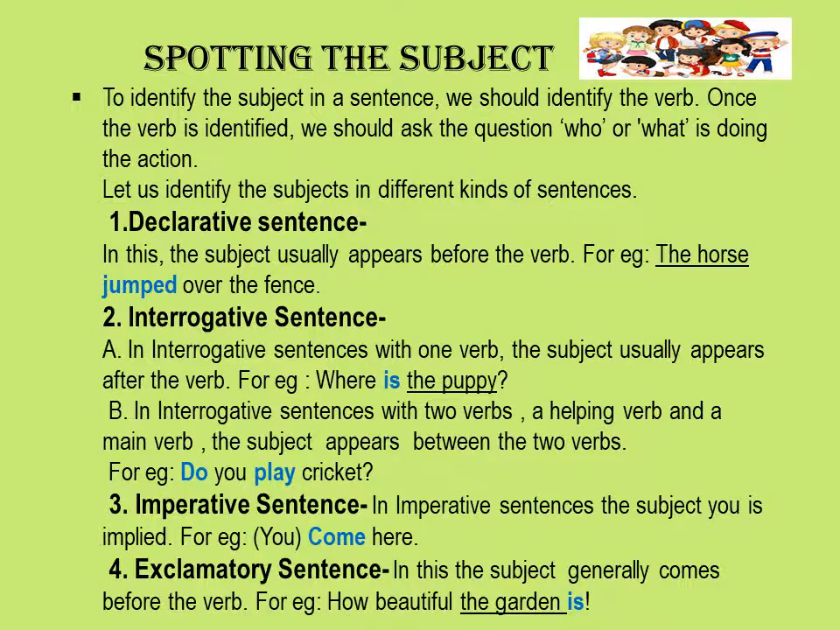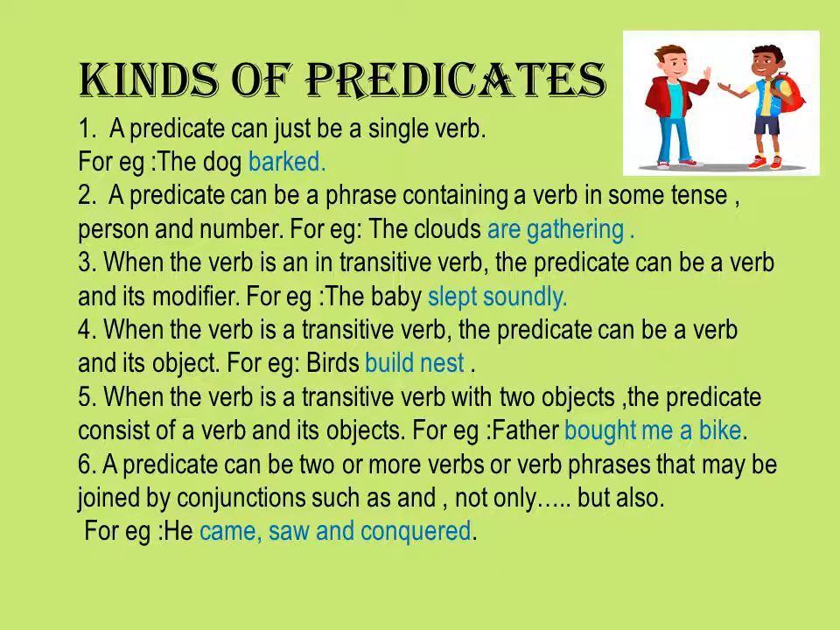Okay children, let's move further. Now, in this we will study about kinds of predicate. How will we find out the predicates in a sentence? A predicate can just be a single verb also. For example, the dog barked. Now it is not necessary that I conclude the whole sentence, the dog barked in the park. Yes. So barked is also a predicate there.